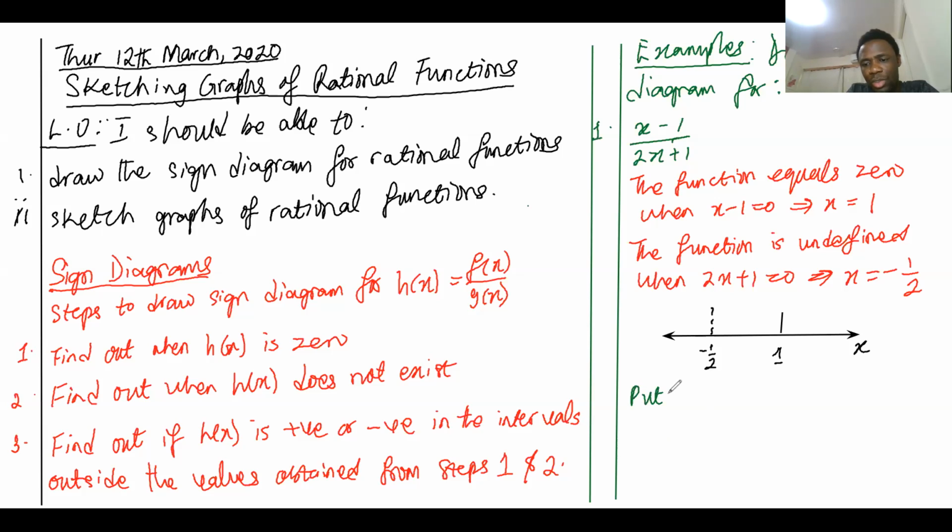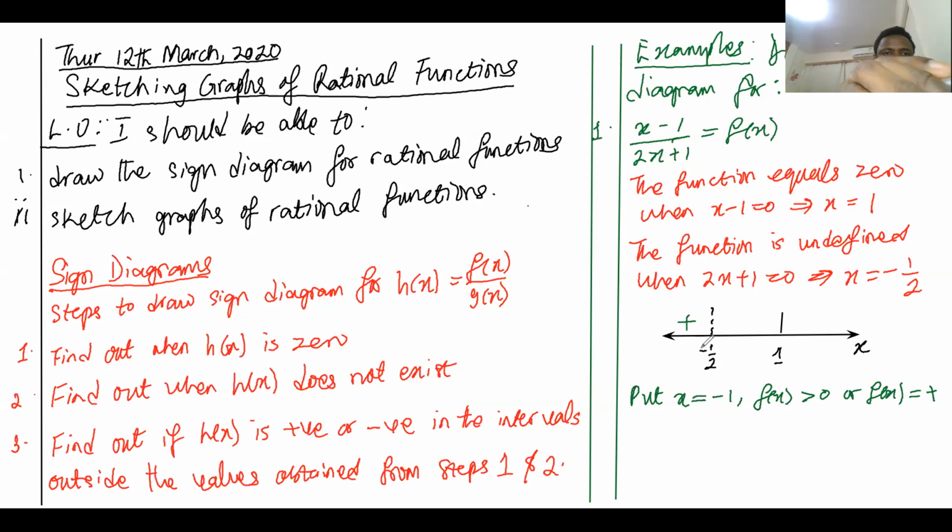Okay, so put x equals -1. Maybe I should have called this f. So I'll say f of x is greater than 0. Or you could just say f of x is positive. All right, so in that case, I'm going to put here positive, which means when we sketch the curve, as it approaches this line, it's going to be above the x-axis. Does it make sense? We'll get to that in the sketching. We don't want to rush the ideas too much.